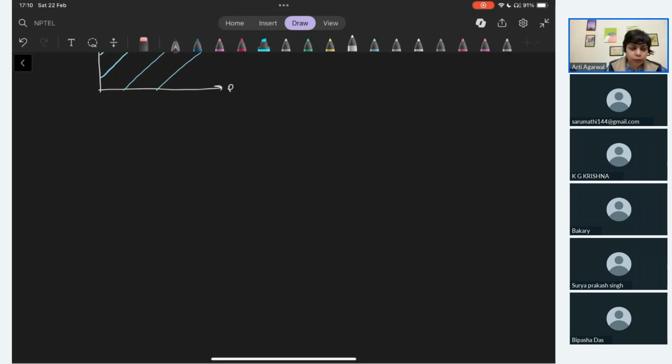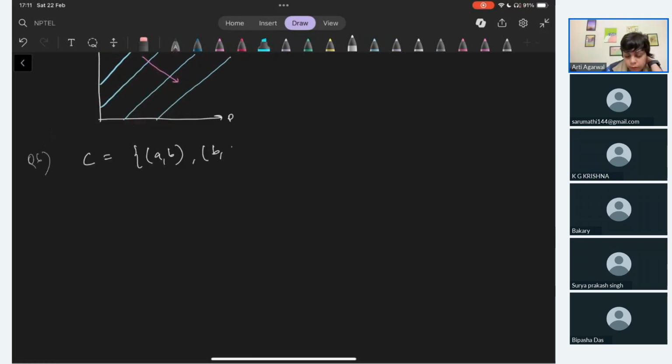Okay, so let's just first write down what we are given. We are given that the consumption set is, so she's consuming two goods at a time, and the consumption set is given as, okay, so these are the consumption bundles.